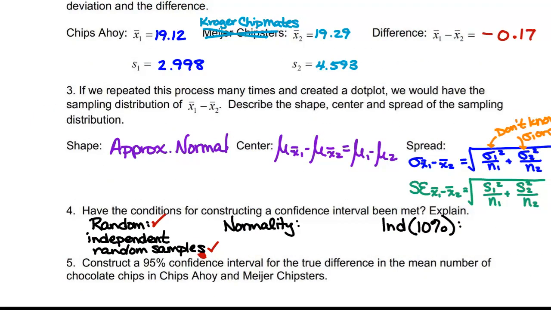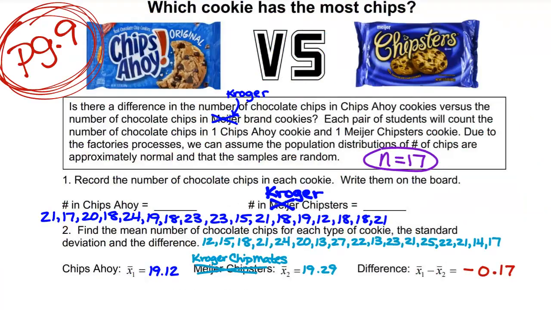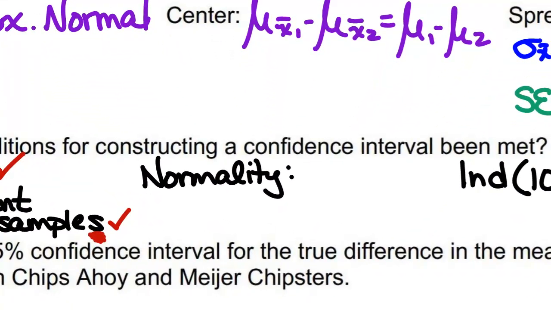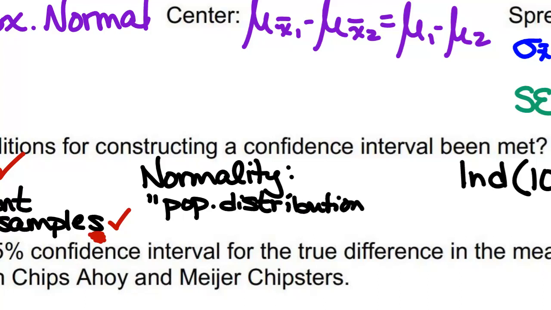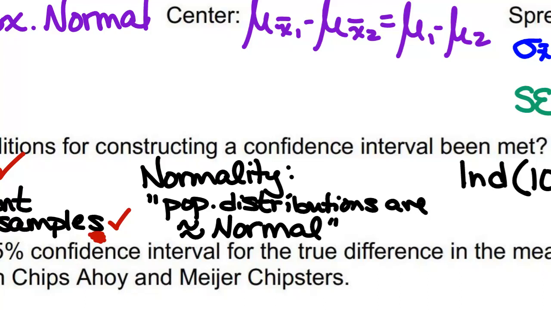Do we get normality? Tell me why. It said it. I'll come right back to this page, but right here, it says the population distribution of number of chips are approximately normal. You got to check both of them, but here it gave us both of them.